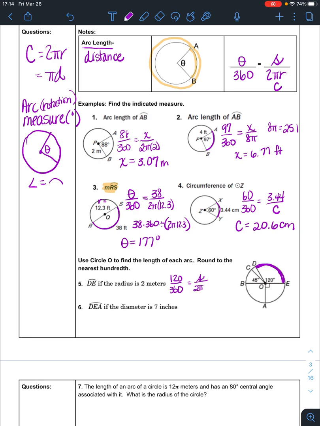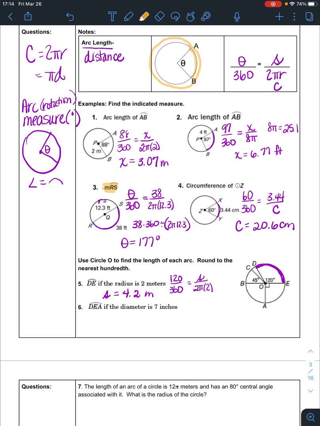So that would be 2 times pi times 2. So you type that in, 120 divided by 360, multiply that by 4 pi, and you get that the length around of that portion, 120 degrees of that size circle, is 4.2 meters.